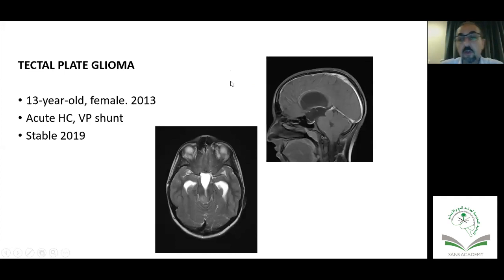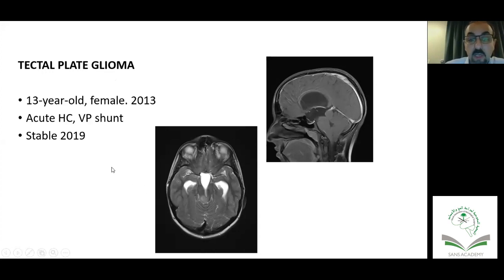Another example of low-grade glioma. Now, this is a special entity, and that's why low-grade glioma is better discussed clinically, based on their location. Some of them behave differently depending on the location. For example, this one is rare, but when you see this in the tectal plate, we call them tectal plate or midbrain glioma. Interestingly, they behave really innocently. They are very slow growing. Some of them are stable for years.